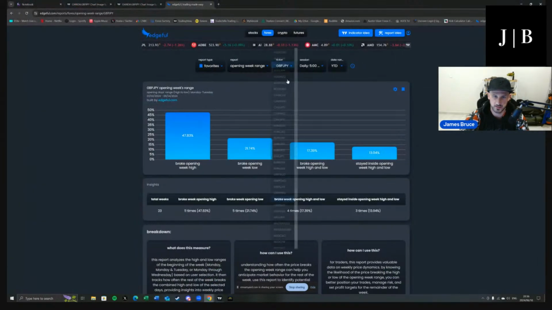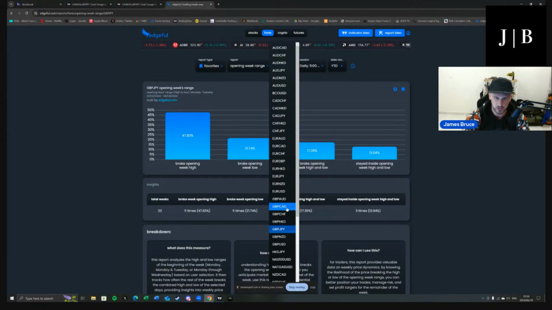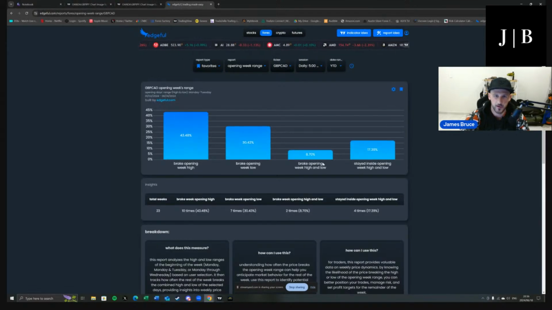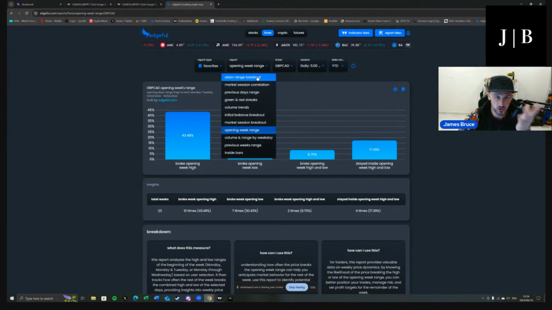When you know the chances on GCAD, let's look at that. GCAD specifically, year to date, we've only got an 8% chance. So once we break one side, there's only an 8% chance that we're going to come back down and break the opposite side. So opening week range and previous day's range is something that I love to use, as well as the Asian range breakout. These are my favorite ones.